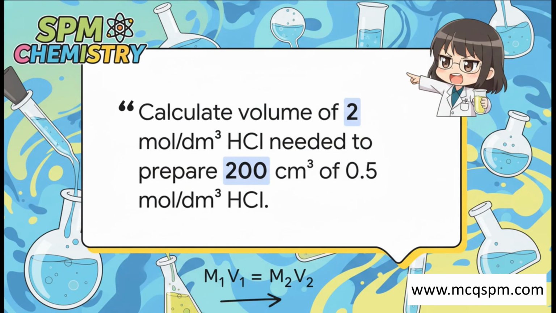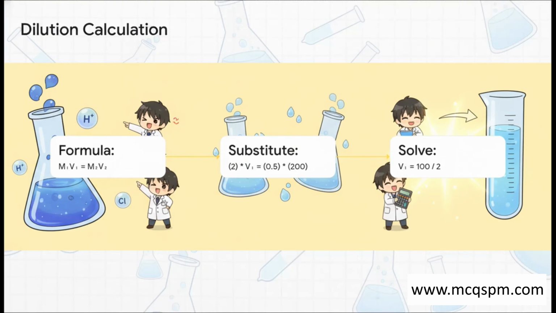All right, pattern number 2, and I can pretty much guarantee you'll see this one, the dilution calculation. It looks scary, I know, with all the numbers, but it's really not. They just give you a strong, concentrated acid and ask you how much of it you need to make a weaker, more diluted version. Don't sweat these. There's one simple formula that's going to be your new best friend: M1V1 equals M2V2.